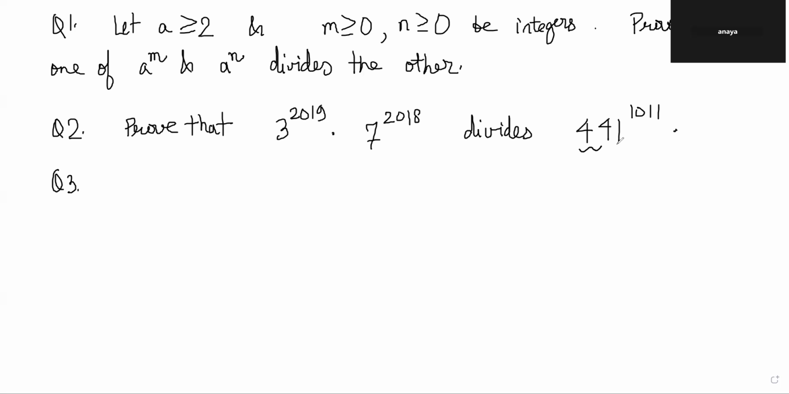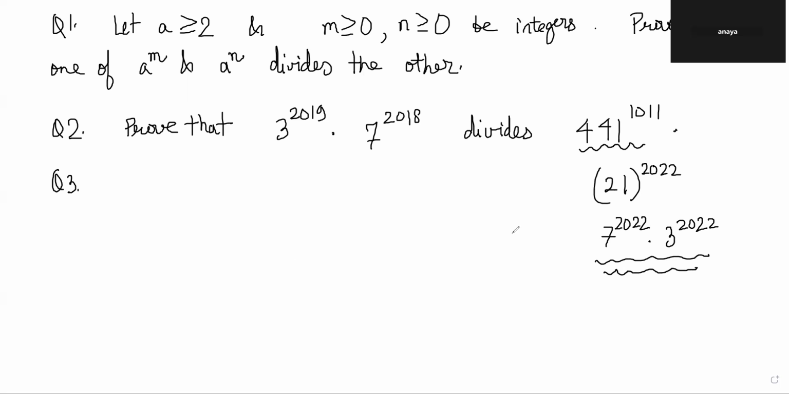You should recall that 441 is what? 21 squared. Yeah, so because it's 21 squared, it's going to be 3 squared times 7 squared, which is 441. So then you get something like this, right? And then you can easily show that this number is a product of this and another integer. Yeah. So it's over.